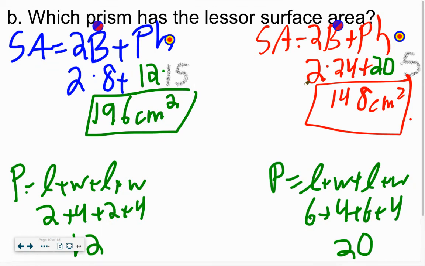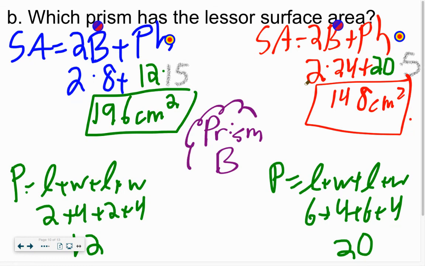So looking at those, you can now answer the question, which one has the lesser surface area? Which one's smaller on the surface area? Prism B.